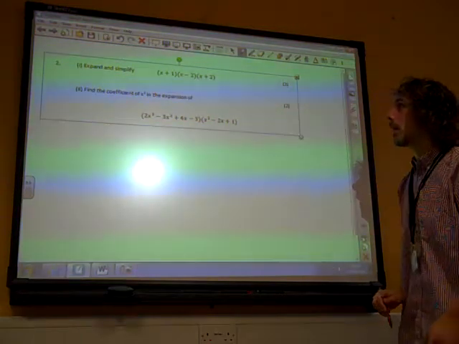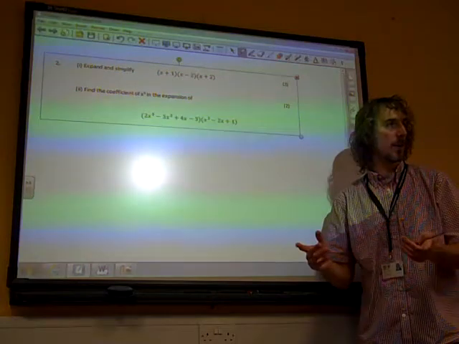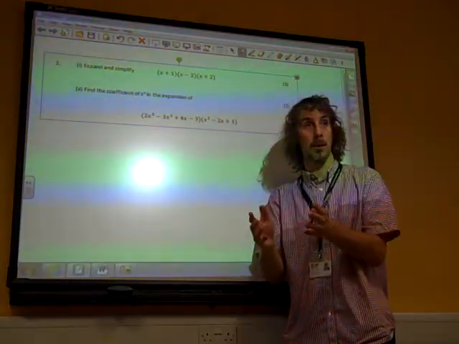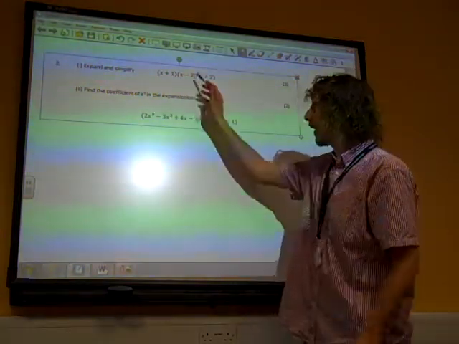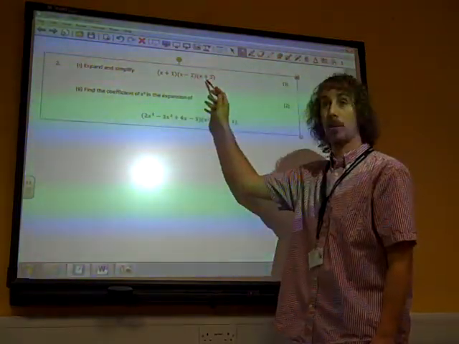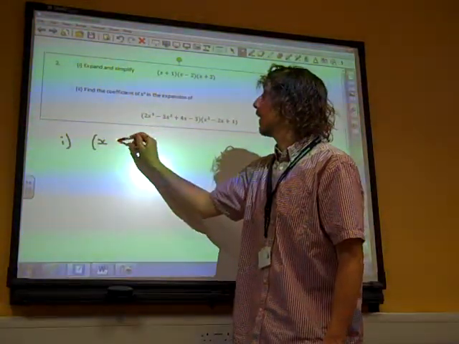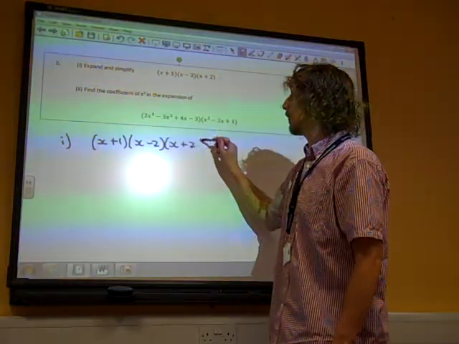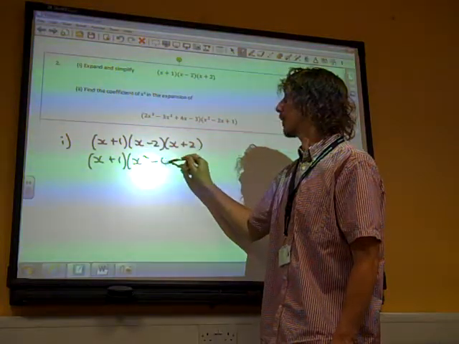The next one started with an expand and simplify. Now the method we talked about doing this is you would multiply out 2 brackets to start with, wouldn't you? And you can choose which 2, but looking at this one, it looks like we've got something quite nice going on with the second 2 brackets. If we take the second pair of brackets, we would get a difference of 2 squares. So that's x plus 1 times x squared minus 4.